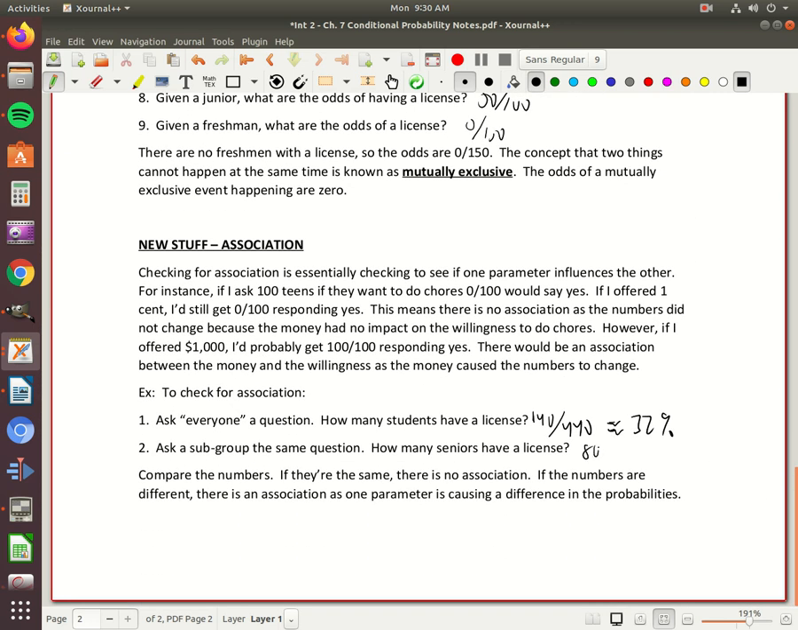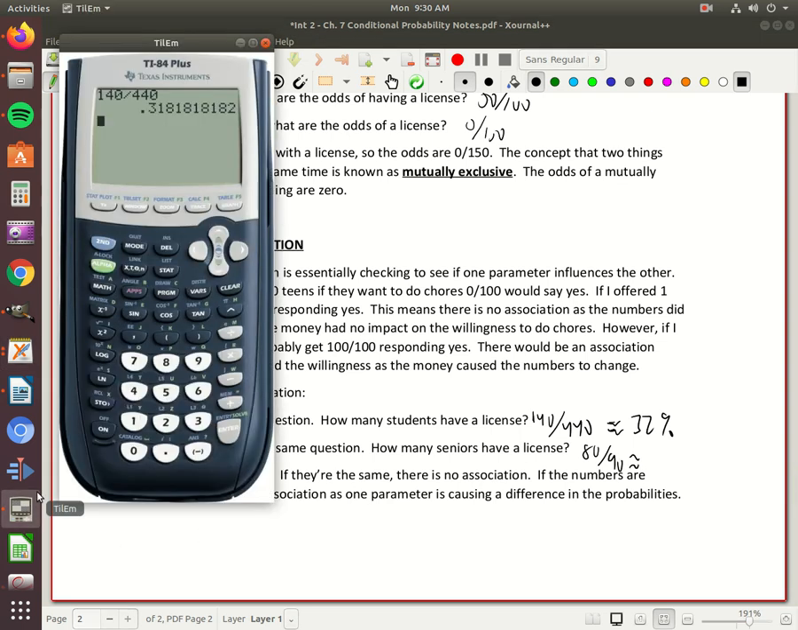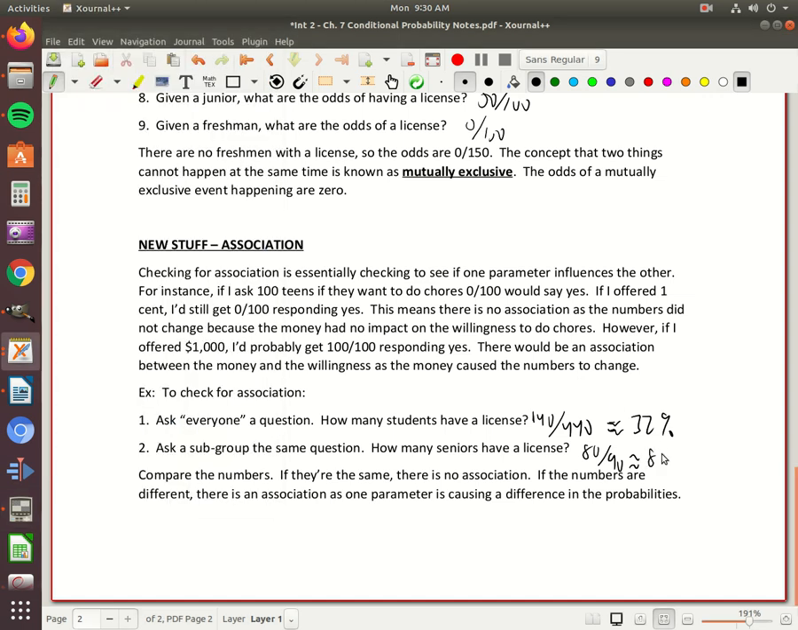And 80 out of 90 is going to be about 89%. And we'd say, hey, look, these numbers are different, so there is an association. If they're the same, there's no association. If the numbers are different, there is an association. So there is an association. Being a senior makes you more likely to have a driver's license. So I hope that makes sense.